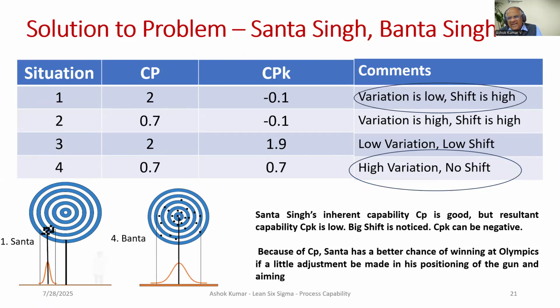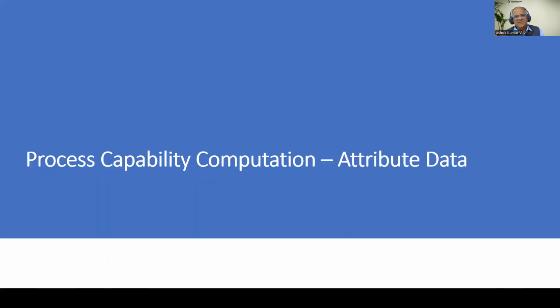But the second guy inherently seems to have a lesser skill. So the answer is I would prefer Santa Singh as a better choice, with some process adjustments in the gun, or in the way he keeps the gun, or finding out the real cause for it. He could be a better bet to win at the selection for the Olympics. Is that clear, gentlemen? Was it interesting? Thank you so much for your participation.